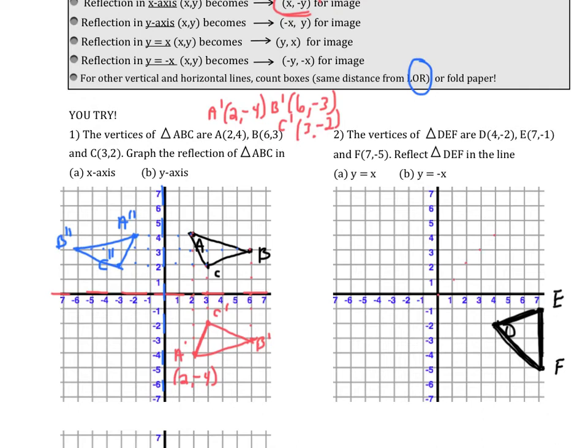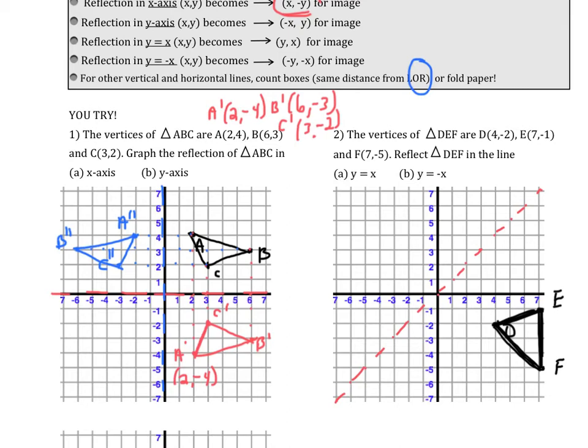So if you go up 1 and to the right 1, just think of this as the diagonal line. It cuts the graph in half. If it helps you to see it better, make it a dashed line. Okay. Alright, this one, we can follow the rule.